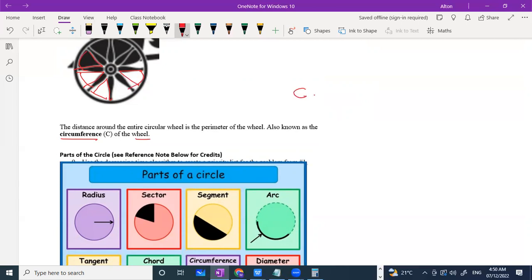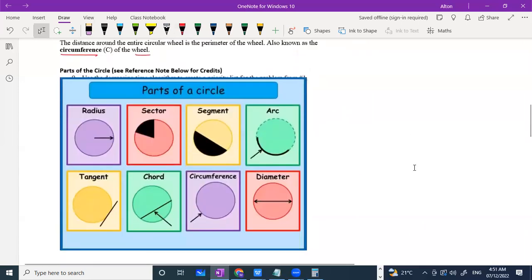So let's examine in a little more detail different parts of a circle. Very, very important. You have the radius, and that's a line drawn from the center, touching any point on the circle. The length of that line is called the radius. We met the word sector just now, and it's like a slice of a cake or pizza. That's the sector of the circle.